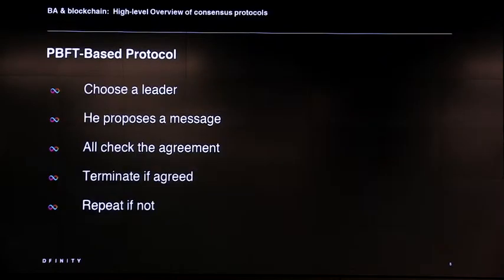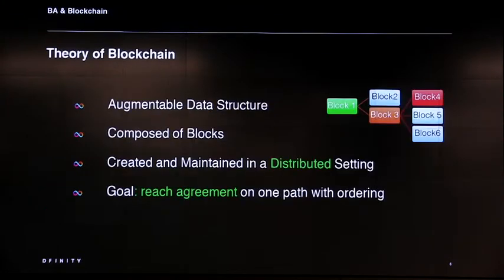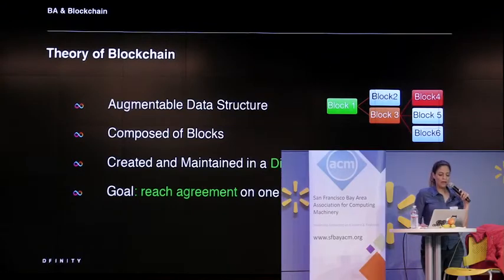It is interesting that most of the traditional BFT-based protocols didn't really improve that much. They could improve to 30 servers or up to 100 servers, but they couldn't reach agreement among more than that in a practical setting. Now, a long time after PBFT-style protocols, blockchain came to life. So what is blockchain?